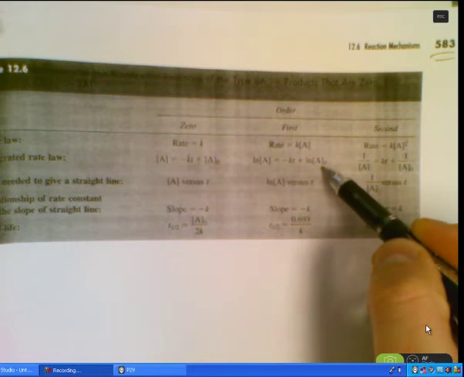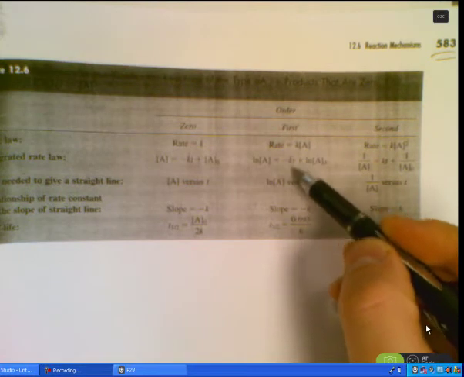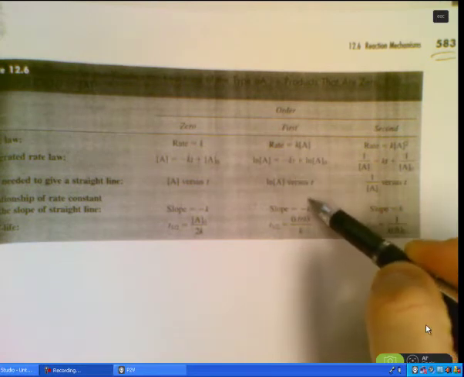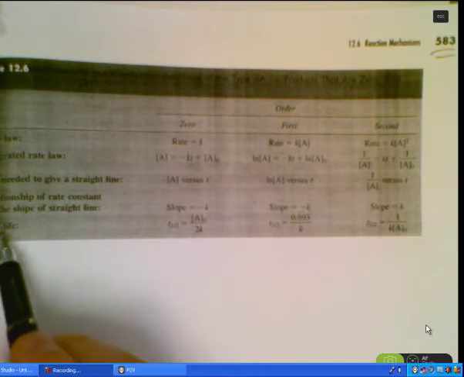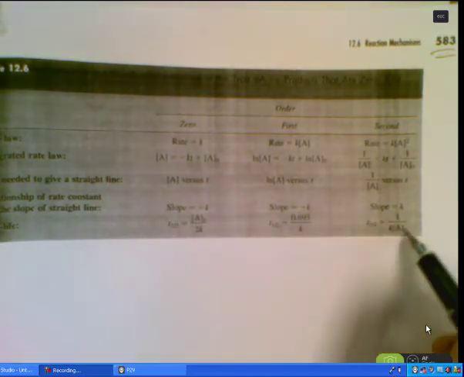And then here, the slope, the m, or the ax on our calculator, would be negative k. So this is where the negative k is coming from. And the last line of information here is half-life. How do you calculate a half-life? And we'll deal with these calculations.